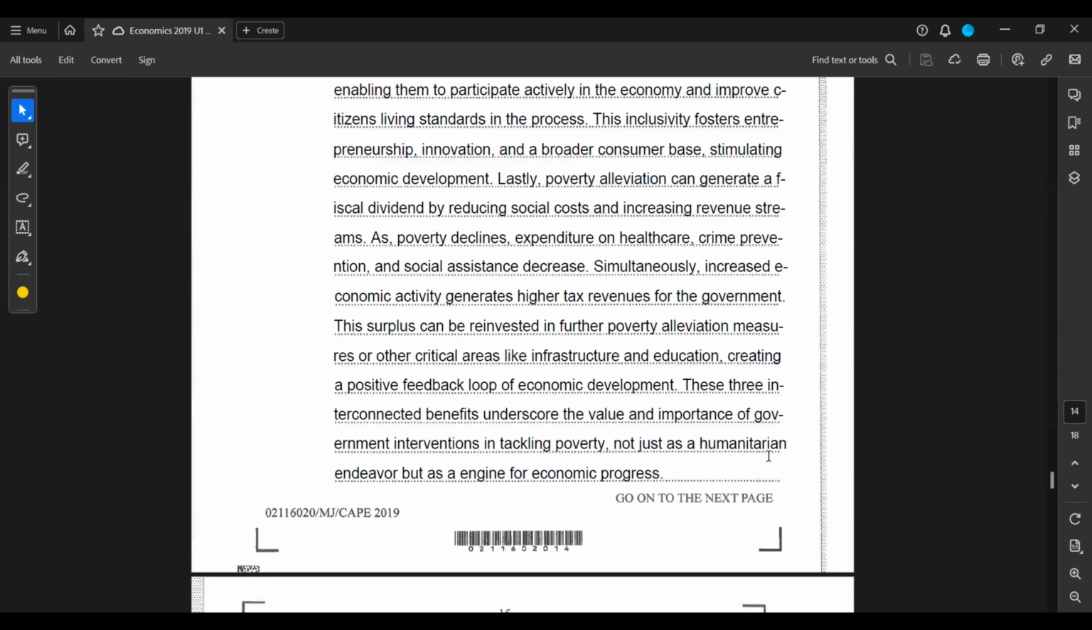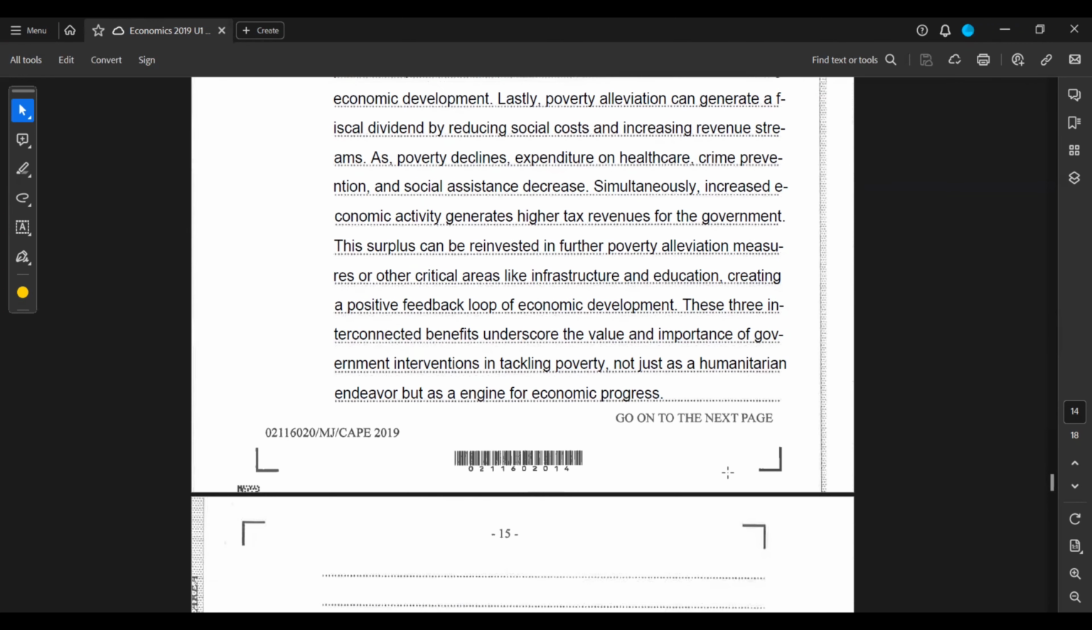These 3 interconnected benefits underscore the value and importance of government intervention in tackling poverty, not just as a humanitarian endeavor, but as an engine for economic progress.